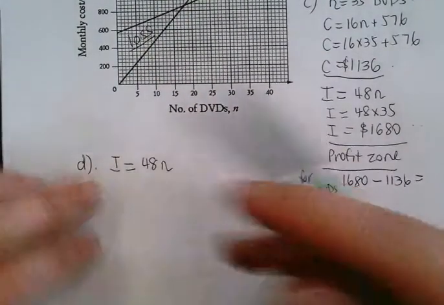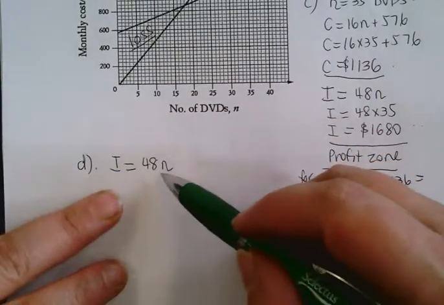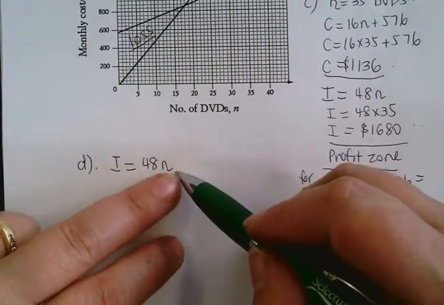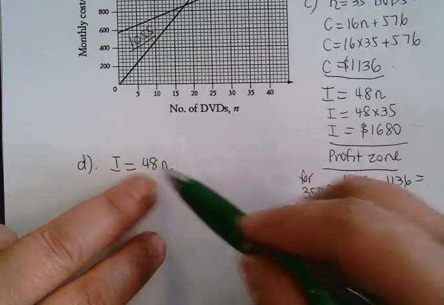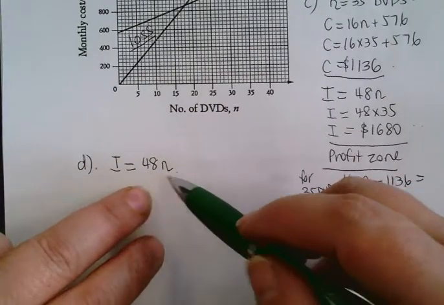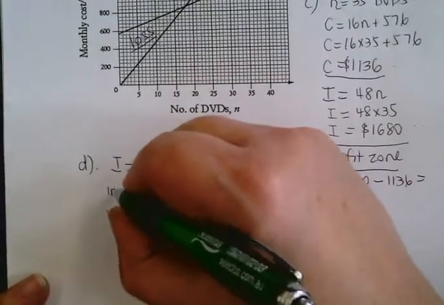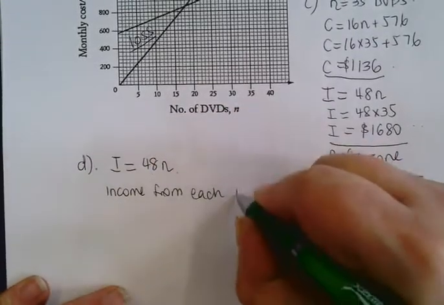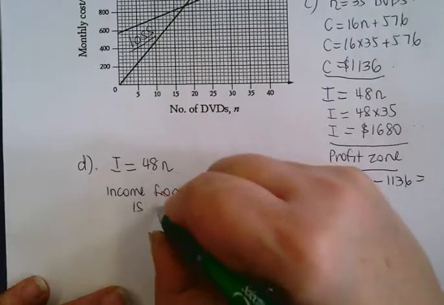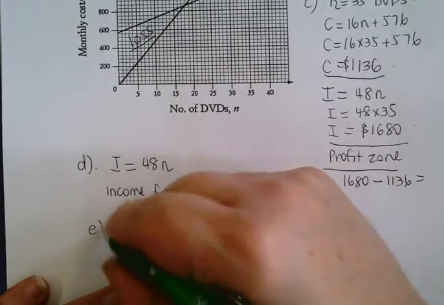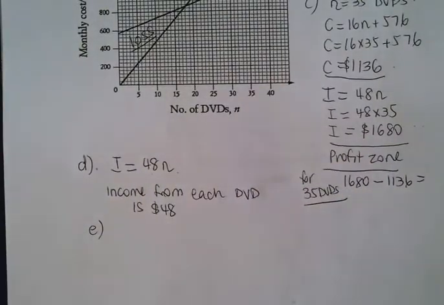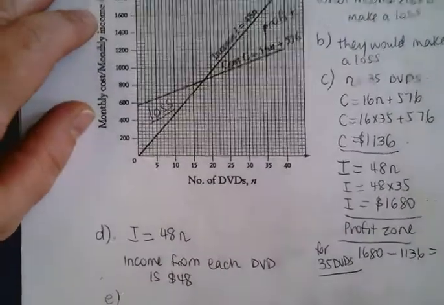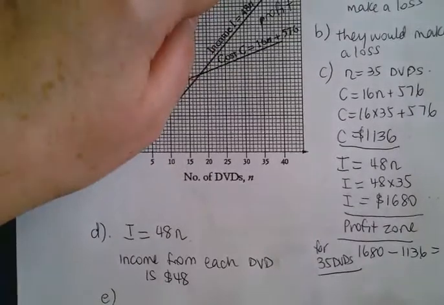Now, Part D says, according to the formula, what monthly income is earned from each new DVD. See, if one DVD is sold, you earn $48. If 2 DVDs, $96. So the income from each DVD is just $48, according to the formula. Yeah, it's 48. And the last question says, what is the vertical intercept of the cost graph?